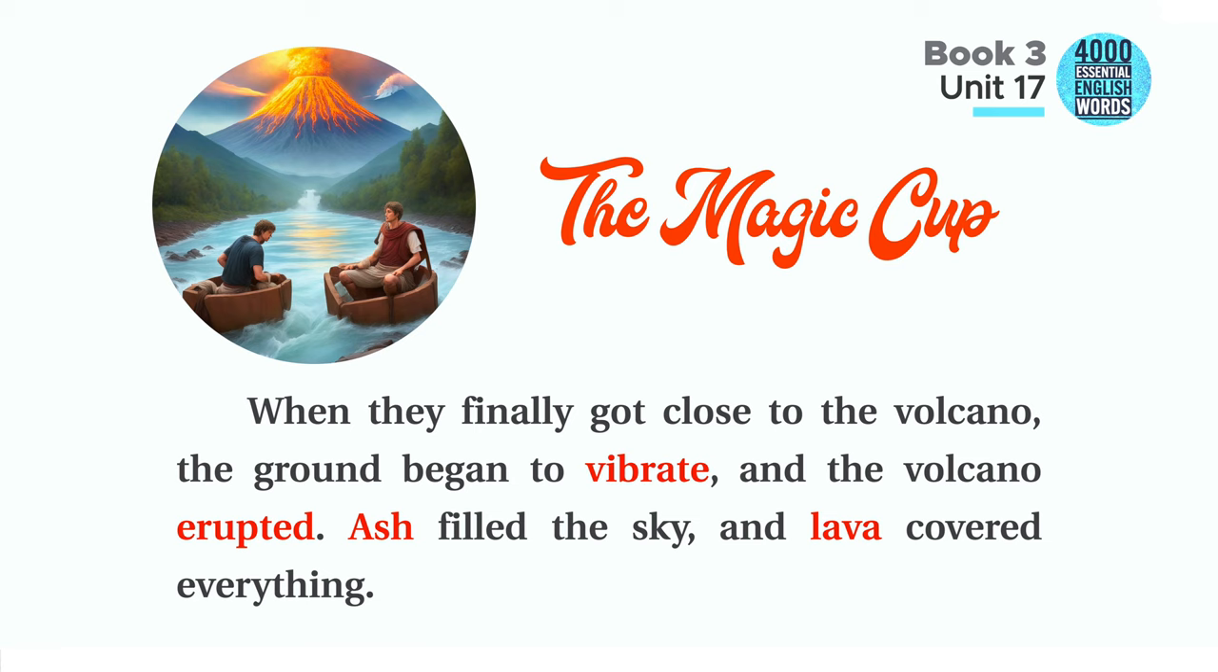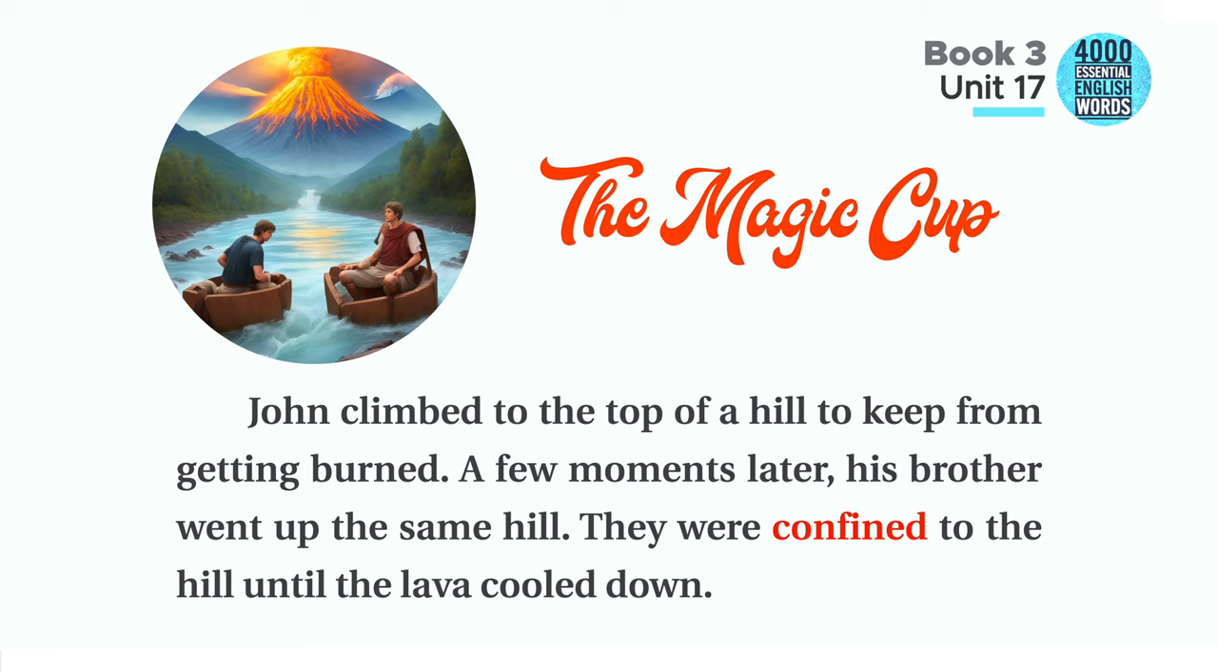When they finally got close to the volcano, the ground began to vibrate and the volcano erupted. Ash filled the sky and lava covered everything. John climbed to the top of a hill to keep from getting burned. A few moments later, his brother went up the same hill. They were confined to the hill until the lava cooled down.